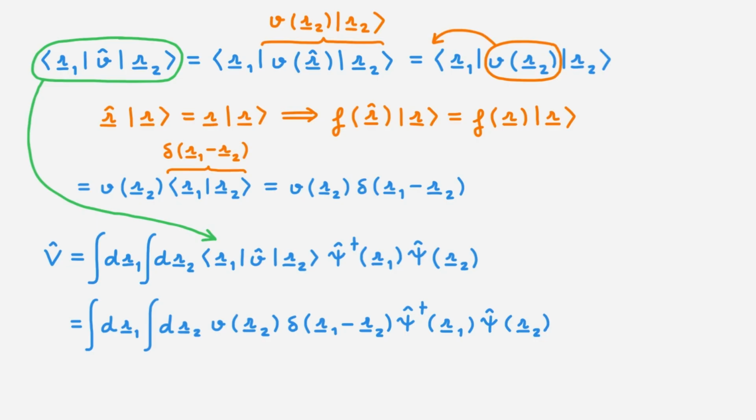We can now evaluate the integral over R2, and this delta function means that all R2 arguments will become R1. So we end up with an integral over R1 of v of R1 times the creation operator at R1 and the annihilation operator at R1. And this is our external potential in terms of field operators.